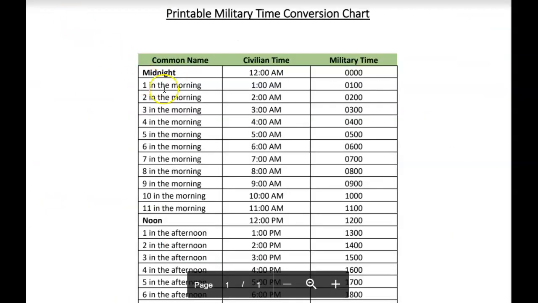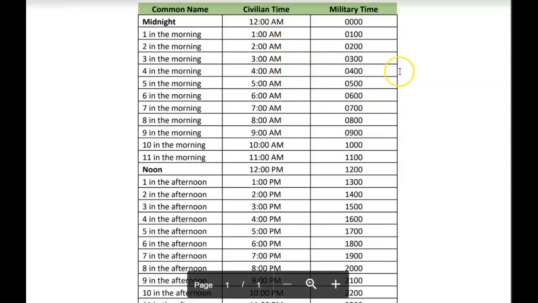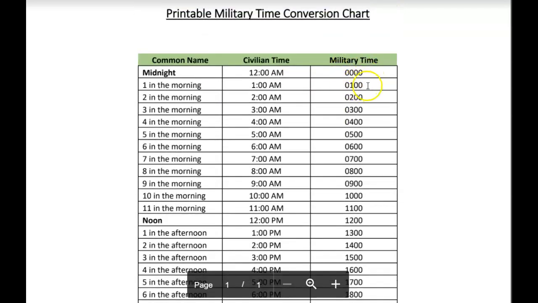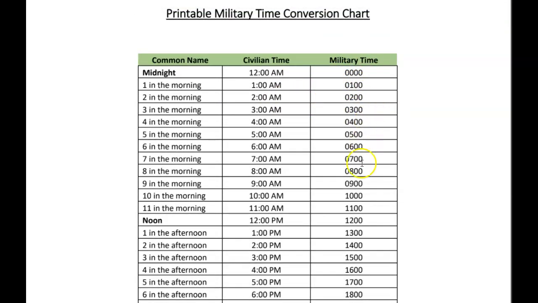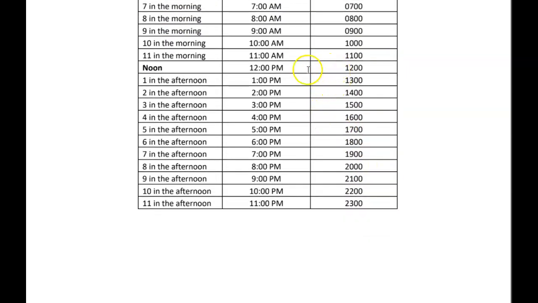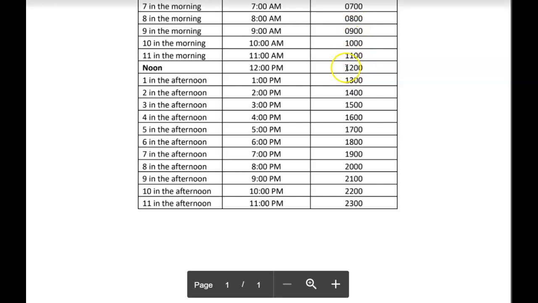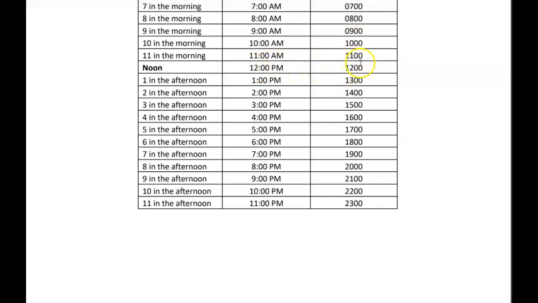And just very briefly, I wanted to go over this printable military time conversion chart. This is how you convert from civilian time to military time. Midnight or 12 a.m. starts with 0000, and then 1 a.m. is 0100. So you go on all the way to 12, right? Everything is quite straightforward until after 12. Now in the afternoon, after 12, instead of writing 1 p.m., we use 1300. So 1300 and so on.